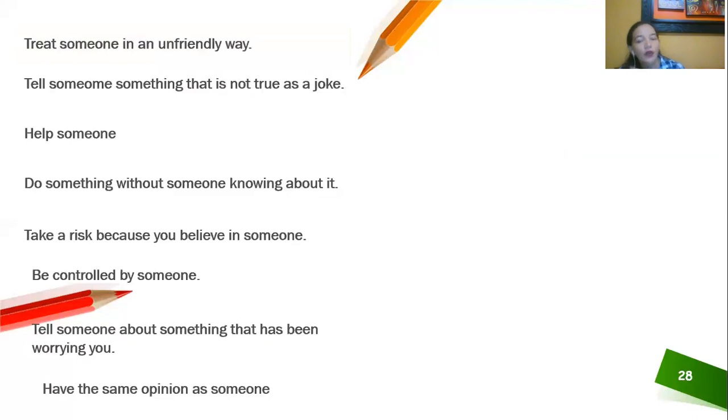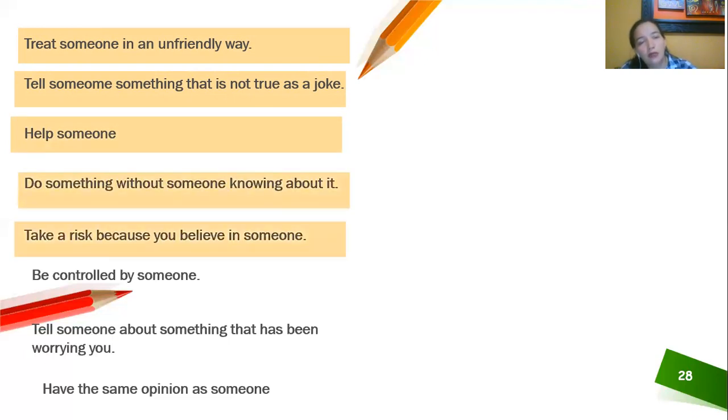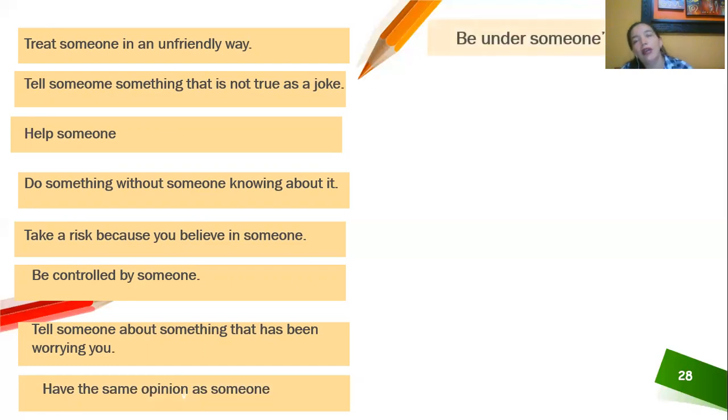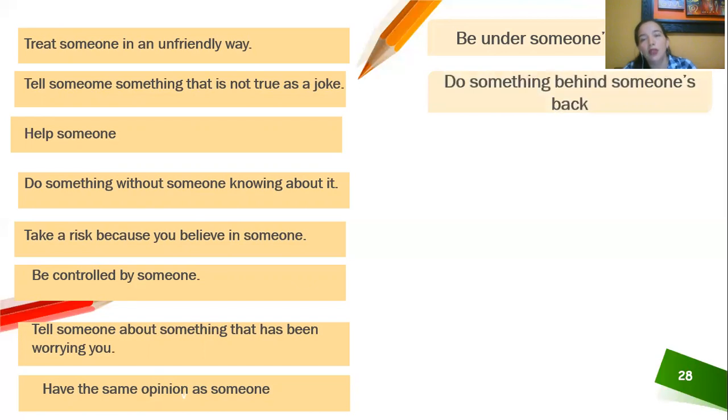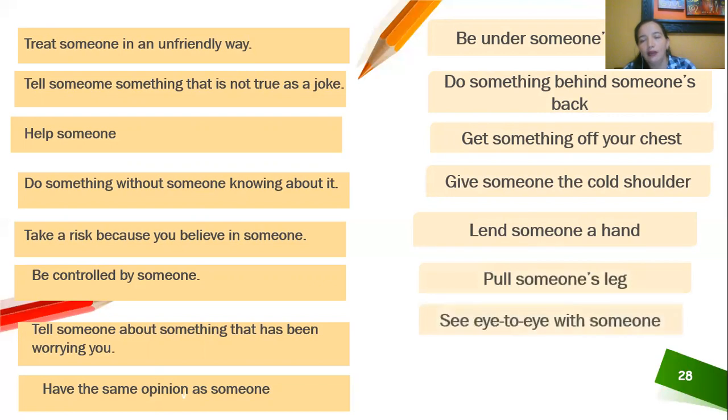Okay, so here we have the definitions: treat someone in an unfriendly way, tell someone something that is not true as a joke, help someone, do something without someone knowing about it, take a risk because you believe in someone, be controlled by someone, tell someone about something that has been worrying you, and have the same opinion as someone. And here, on the right, I have the 8 idioms: be under someone's thumb, do something behind someone's back, get something off your chest, give someone the cold shoulder, lend someone a hand, pull someone's leg, see eye to eye with someone, and stick your neck out for someone.